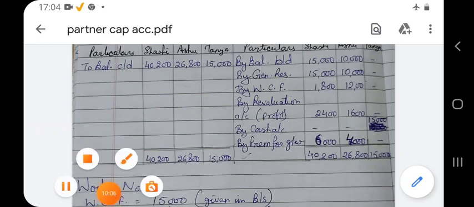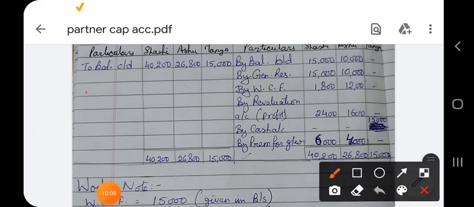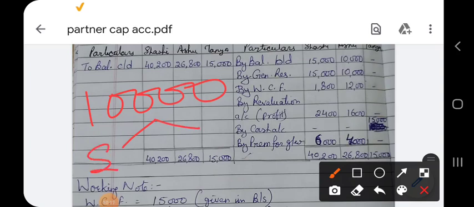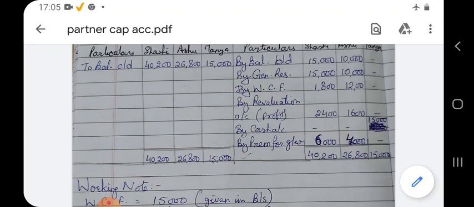It means the premium for goodwill she brought is 10,000 rupees. The 10,000 is distributed among Shashi and Ashu in the ratio 3 is to 2. What we are going to write for this is premium for goodwill. So if you distribute 10,000 in 3 is to 2, it will come 6,000 and 4,000. So this bit is done.